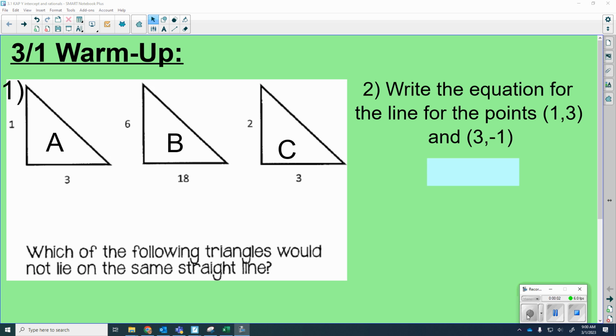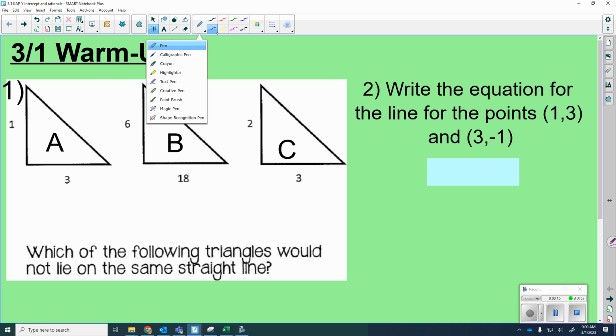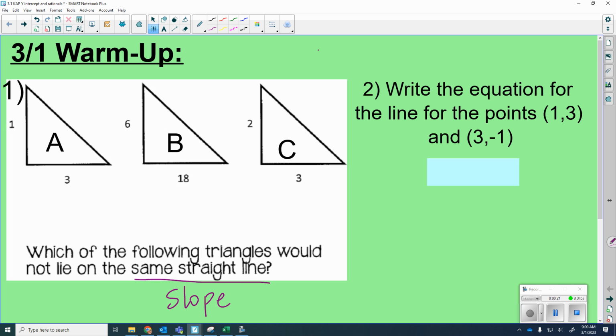Okay, on the first one, it wants to know which of the triangles would not lie on the same straight line. And if we're talking about the same straight line, then that means they have to have the same what? Same slope. Same straight line means the same slope. And how do we find slope when they're on a triangle like that?